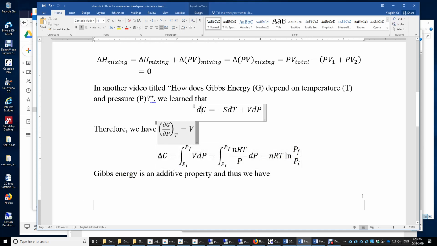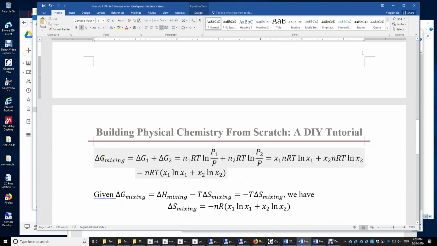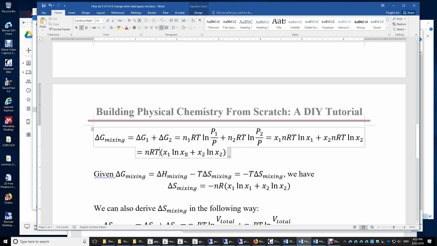Gibbs energy is an additive property, and then we have the Gibbs energy of mixing equals the change of the Gibbs energy of gas 1 plus the change of the Gibbs energy of gas 2, which equals N1 times RT times the logarithm of the final pressure of gas 1 divided by the initial pressure of gas 1, and similar for gas 2. And we sum it up, and nRT is the common factor multiplied by the sum of x1 ln x1 plus x2 ln x2.